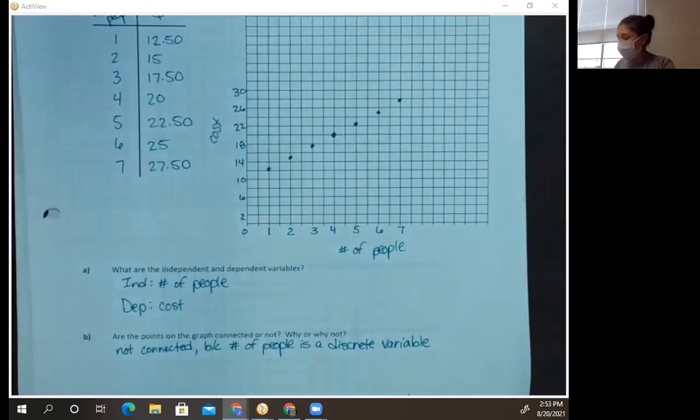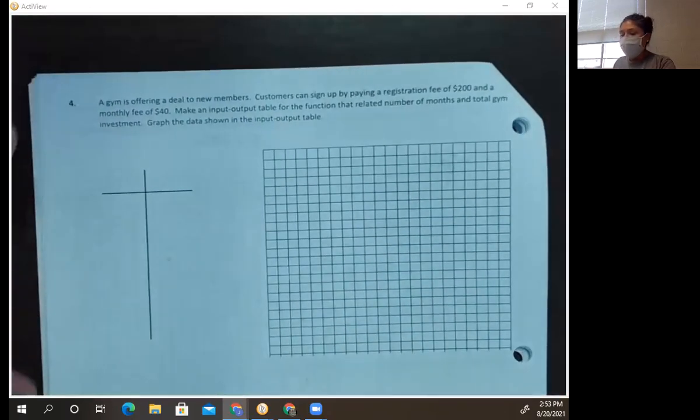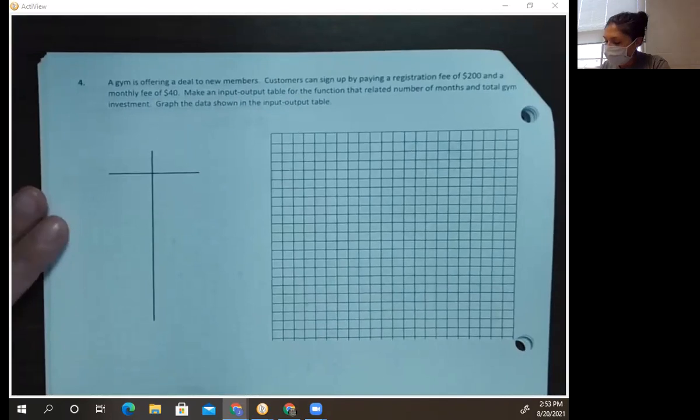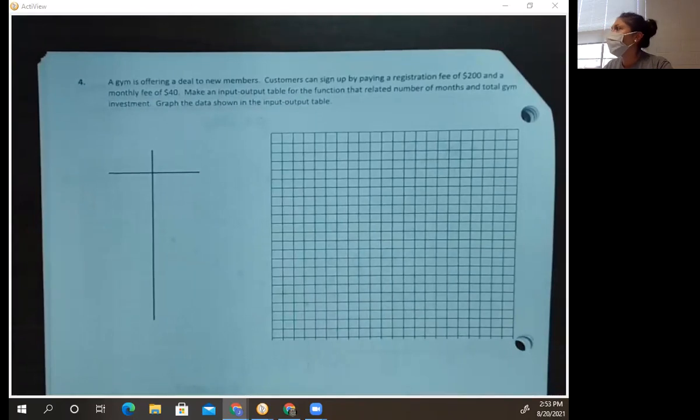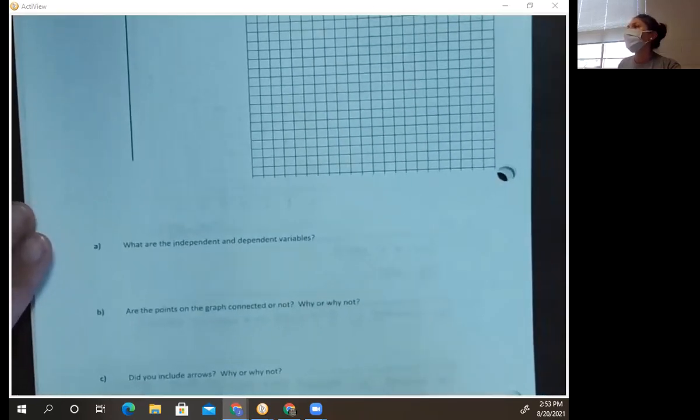Okay, let's take a look at your other homework problem from last night. That was page 10. On page 10, problem number 4 says a gym is offering a deal to new members. Customers can sign up by paying a registration fee of $200 and a monthly fee of $40. Make an input-output table, and so on. I want to start again by asking, what are our independent and dependent variables?